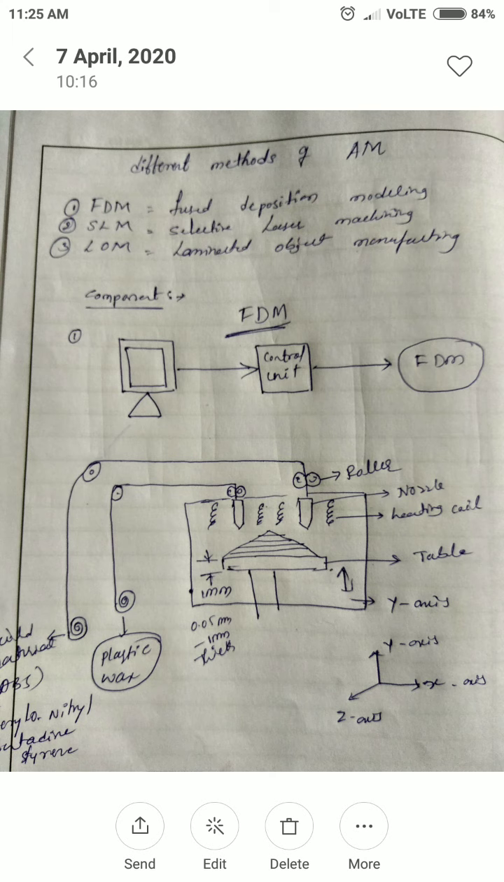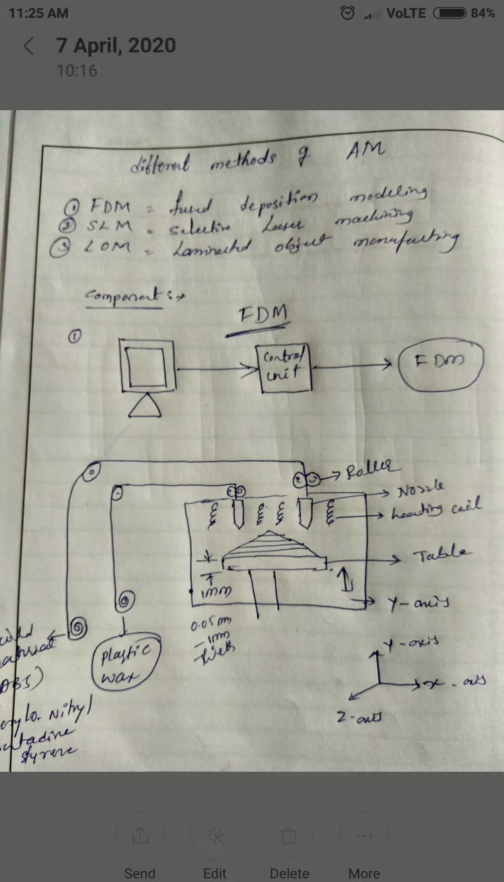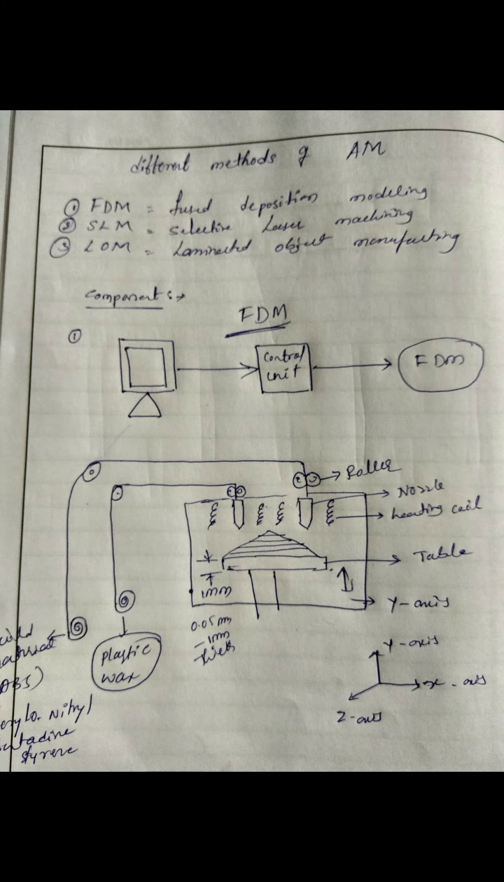After that again we have an FDM. Whatever the FDM is going to be, manually we want to fix that. Then control is there. This control unit is very important. This control unit is going to be handling the FDM process. Then the computer is giving input to the control unit.